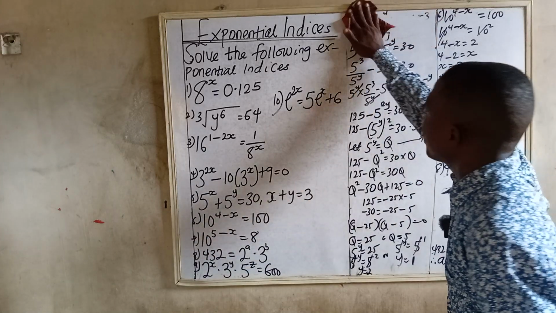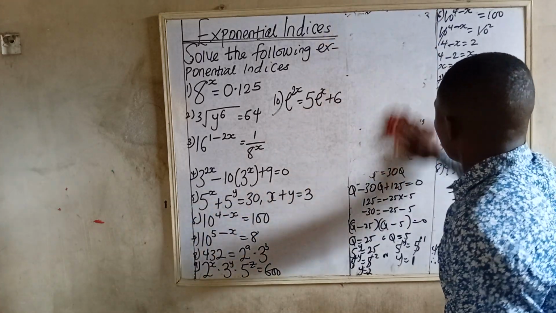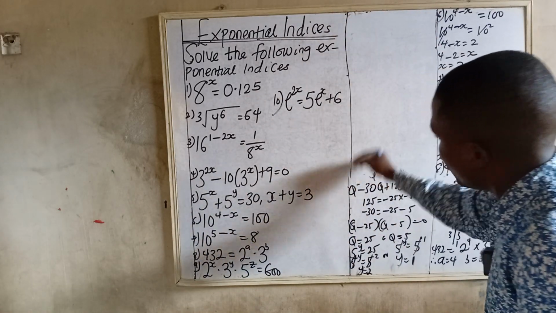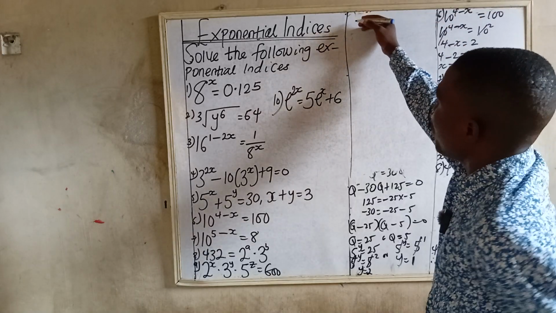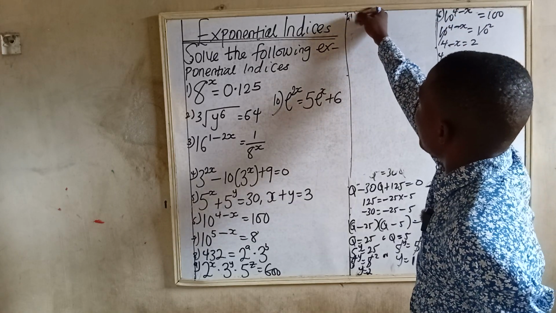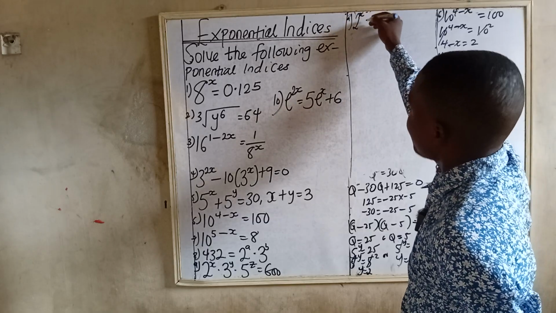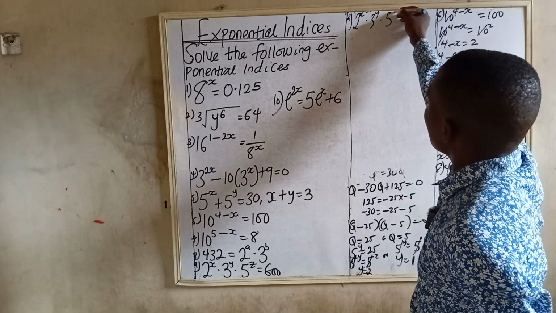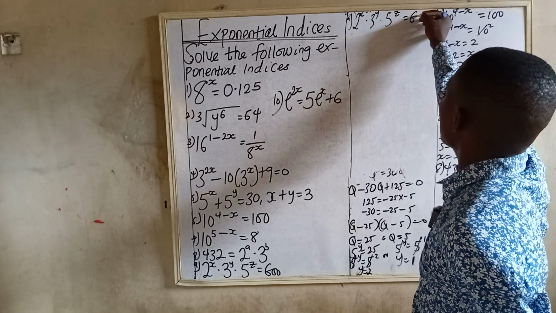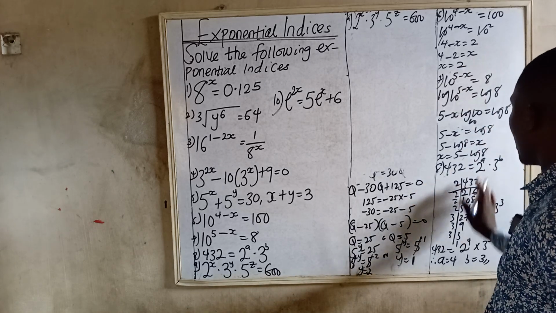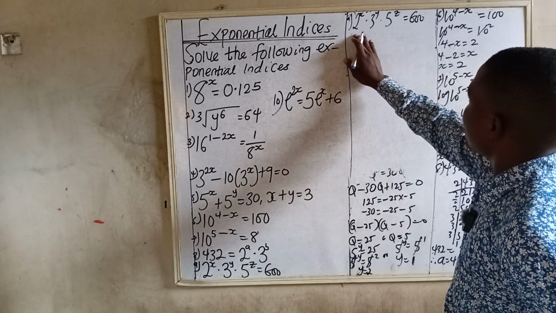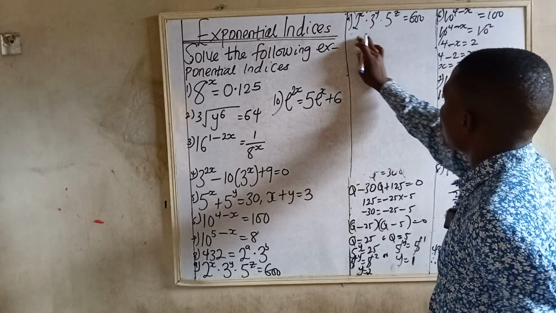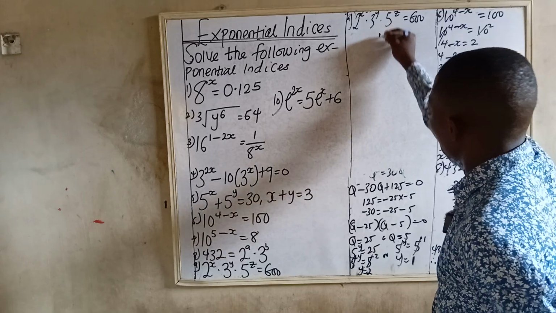As simple as that. So let's move fast. The second to the last question, number 9: 2 raised to the power x, 3 raised to the power y, then 5 raised to the power z is equal to 600. The same concept here. Once you see a product like this, it means that if you multiply these numbers, it will give you 600. So 2, 3, and 5 are factors of 600. So you break it down.